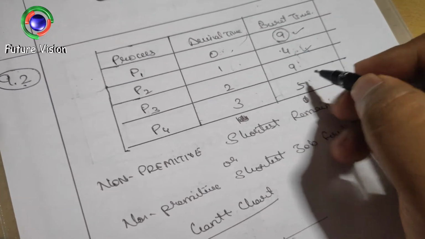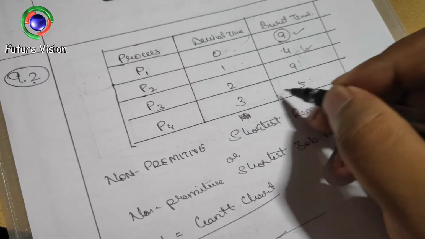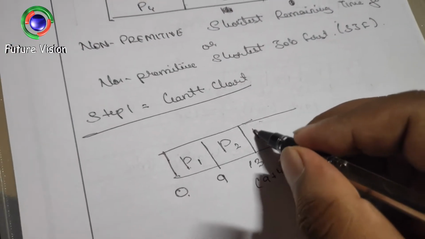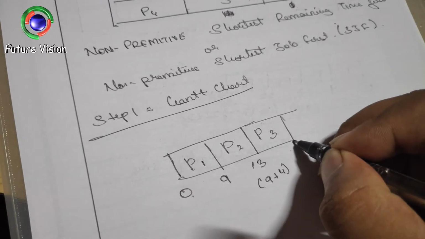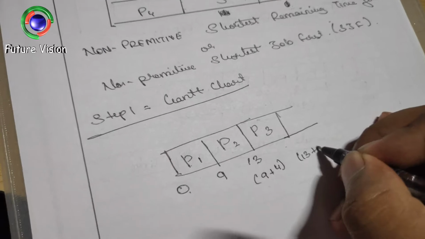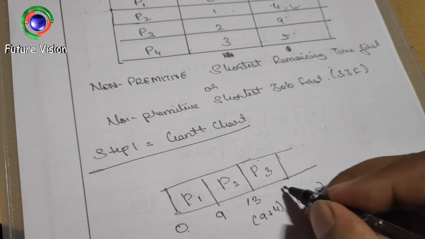This is just an example, we don't have this. Alright, so among 9 and 5 the shortest job is 5, which is P3, which arrives at 3 and has burst time 5. So we take up P3 here, which is nothing but 13 plus 5, 18.